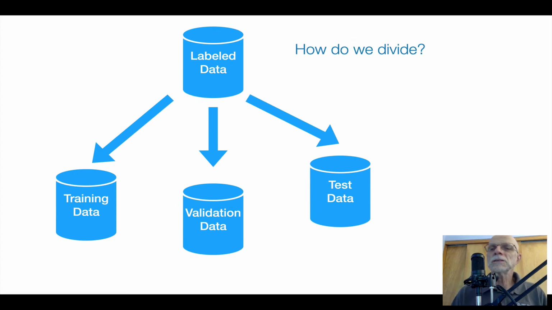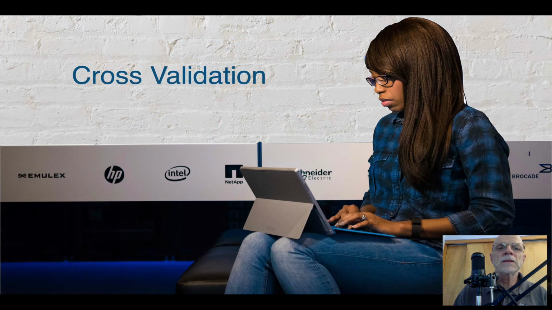So now the question is, how do we divide this up? How do we decide how much goes into training, validation, and test? We could say, well, let's see, training maybe 70% of the data, 10% for validation, and 20% for test. It's up to us. But the best method is to do something called cross-validation. Let's see how that works.